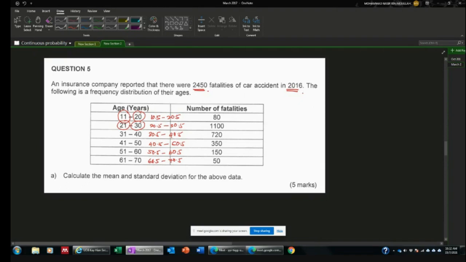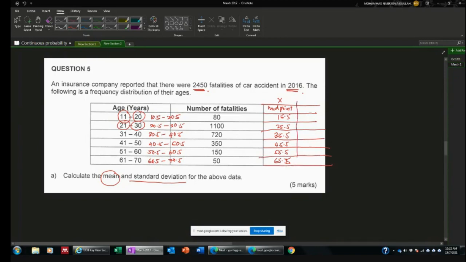70.5. And since they want us to find a mean value and standard deviation value, you need to calculate midpoint, which is x. So 20.5 plus 10.5 divided by 2 should be 15.5. 15.5. This is going to be 25.5, 35.5. This is 55.5, and then 65.5.